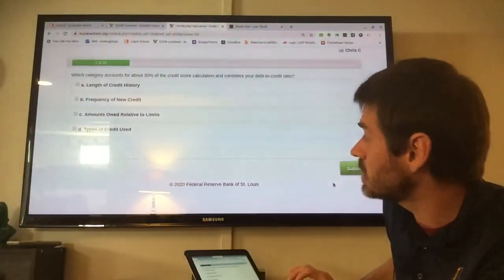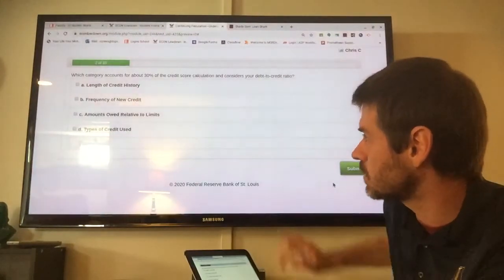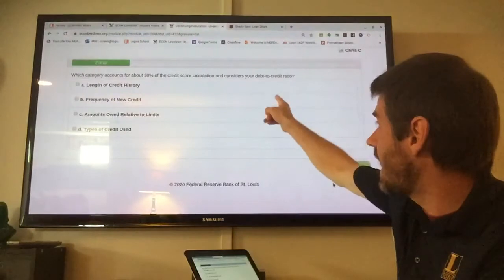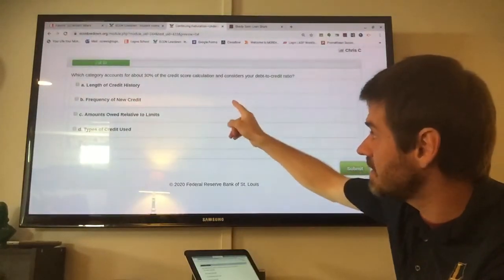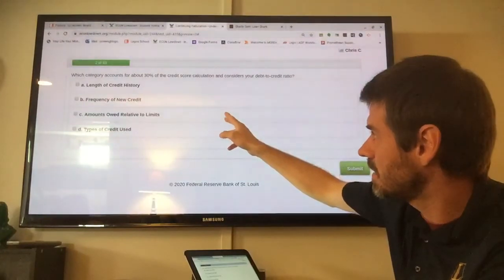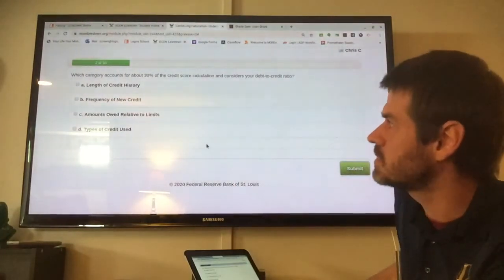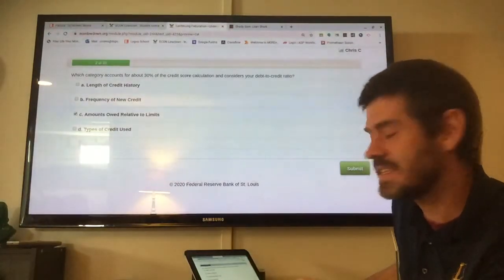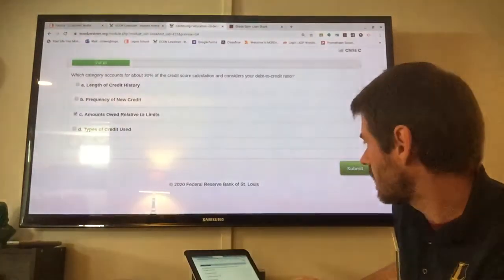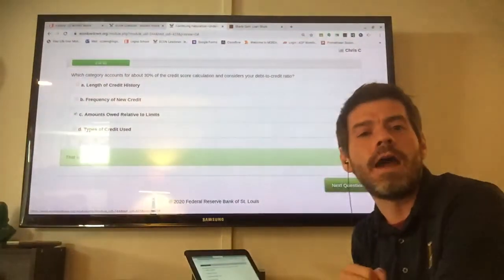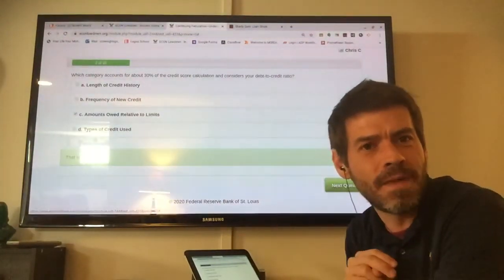My number 2, which category accounts for about 30%? So we just saw that pie chart. And it considers your debt to credit ratio. Let's see. It is C, amounts owed relative to limits. That's the second biggest category after payment history, right? That is correct. All right. So you got 2 of them I gave you right there.